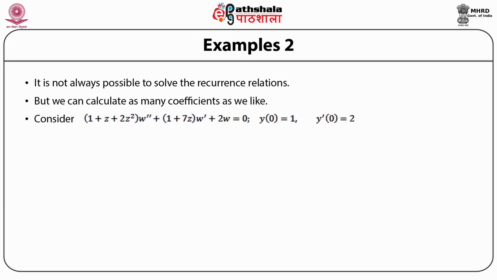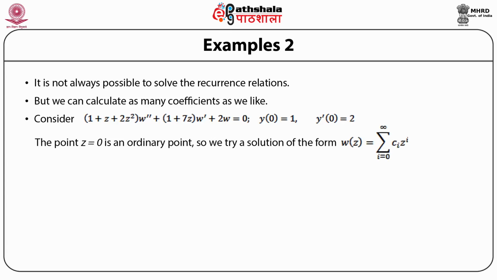The initial conditions are defined as for z is equal to 0, y is equal to 1, and for z is equal to 0, the first derivative of y is equal to 2. The point z is equal to 0 is an ordinary point, so we try a solution of the form w(z) is equal to summation i going from 0 to infinity c_i z^i.